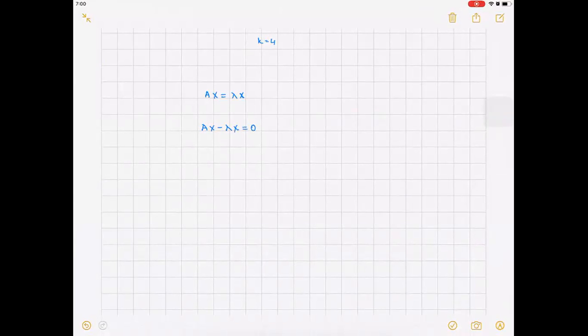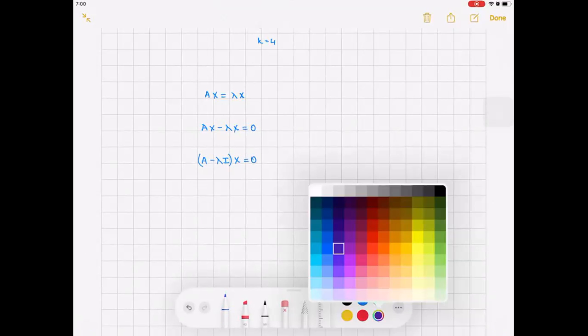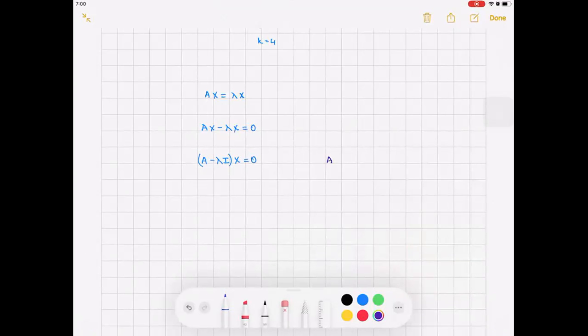So by the distributive property, you know, (A minus lambda I) into x is equal to 0. This looks like a system of homogeneous equations. In homogeneous equations, we write A into x is equal to b.